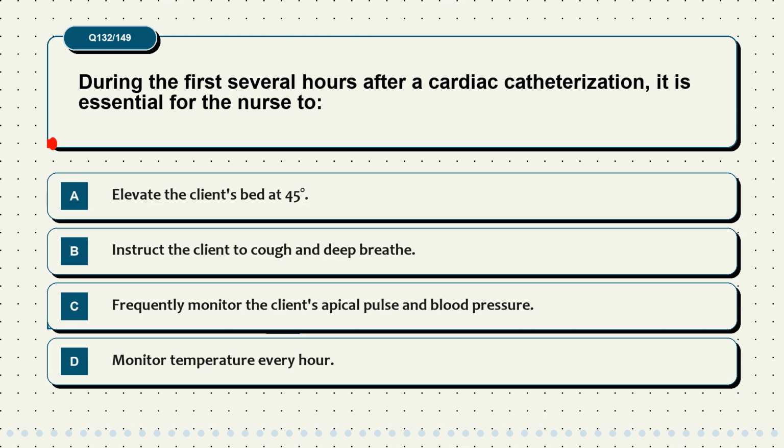Question 132. During the first several hours after a cardiac catheterization, it is essential for the nurse to. Here are the options. Option A. Elevate the client's bed at 45 degrees. Option B. Instruct the client to cough and deep breathe. Option C. Frequently monitor the client's apical pulse and blood pressure. Option D. Monitor temperature every hour.